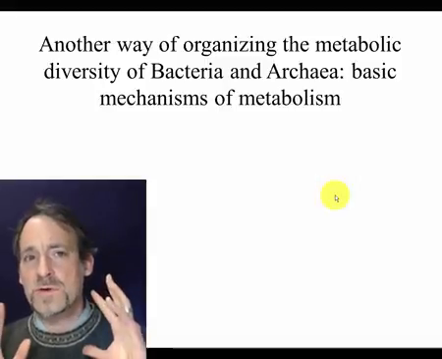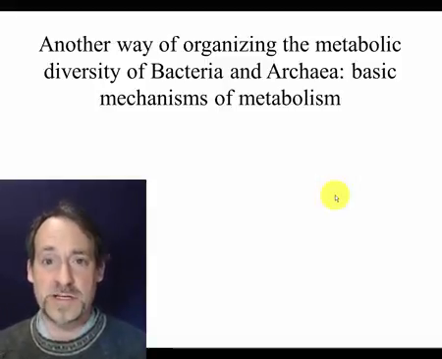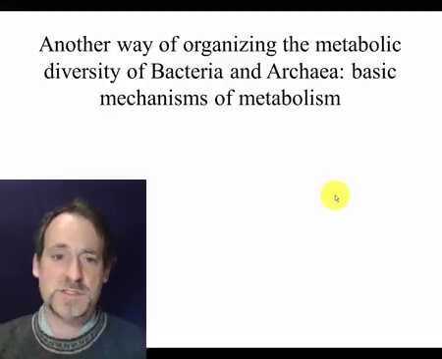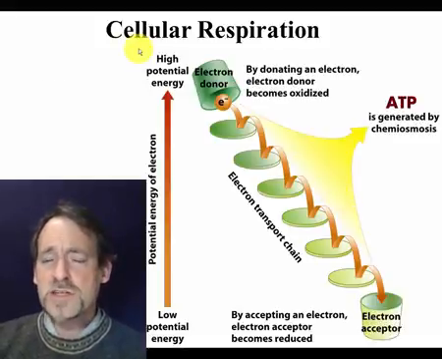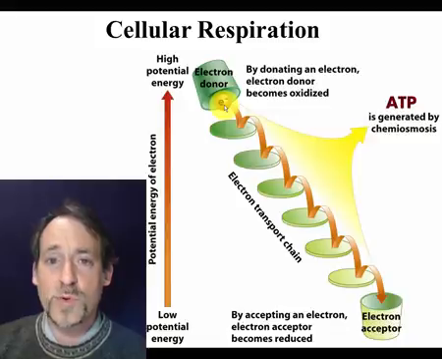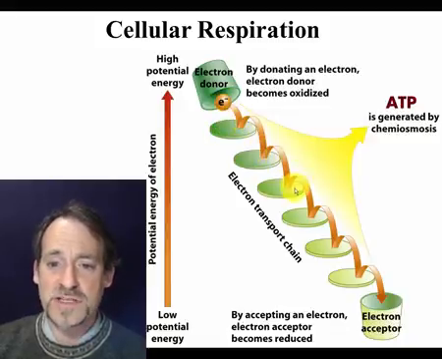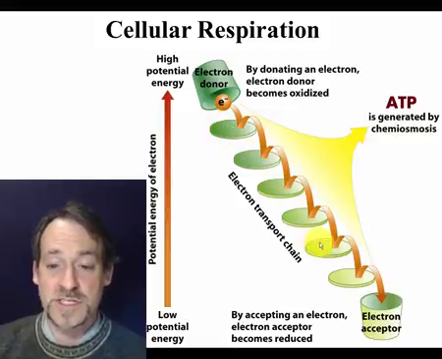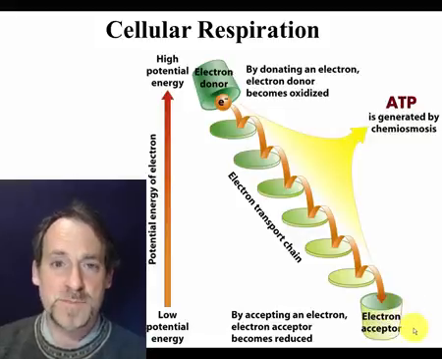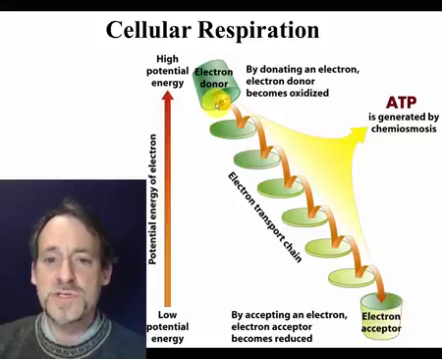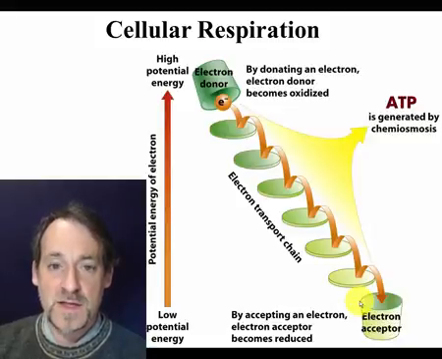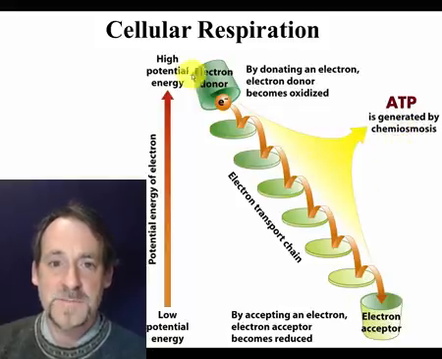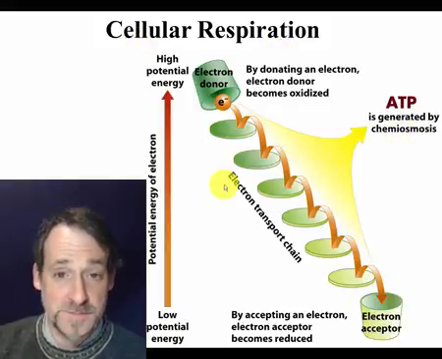Another way of looking at metabolic diversity of the Bacteria and Archaea is to look at them in terms of their basic metabolic mechanisms. As I talked about earlier, electron transport chains pass electrons down a whole chain of intermediates that are lower and lower in potential energy until you reach a final electron acceptor. If an organism uses this kind of mechanism to get energy out of high energy compounds and generate ATP, this is called cellular respiration.